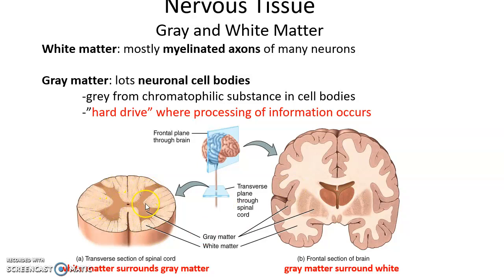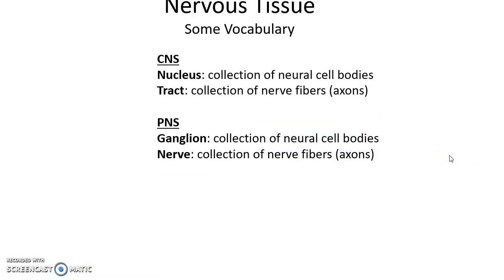Gray matter of nervous tissue, primarily in the central nervous system, is where you'll find lots and lots of neural cell bodies. Near neural cell bodies are dendrites, so this is where there will be a lot of synapsing occurring. Synapsing is thought to be the processing of information. So that would be the hard drive of the system where information is being processed. And the reason why it's gray is because lots of cell bodies means you have lots of chromatophilic substance, which is gray.